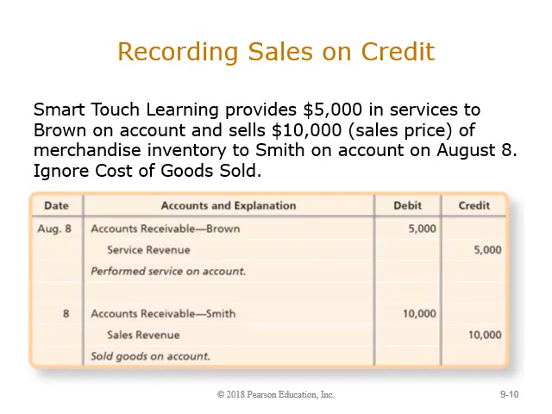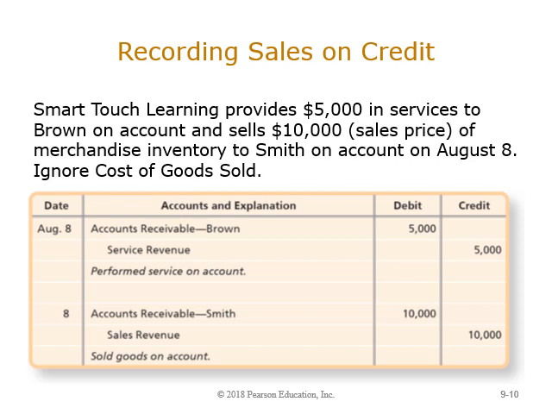So when we record a sale on credit, we have an example here where Smart Touch Learning provides $5,000 in services to Brown on account and sells $10,000 of merchandise inventory to Smith on account on August 8th. In this case, we're going to ignore cost of goods sold for the purposes of this example. So we see our two journal entries here. Both of them took place on August 8th.